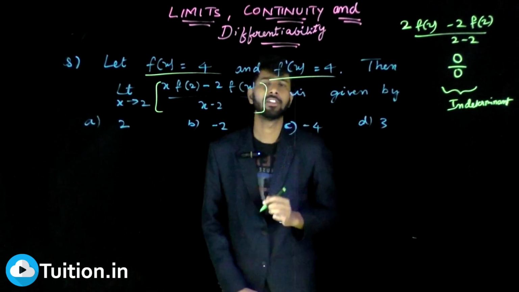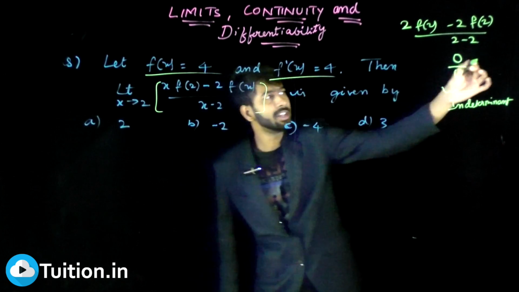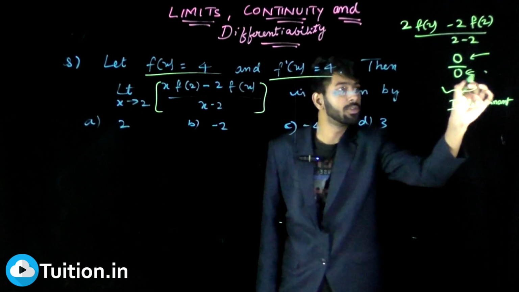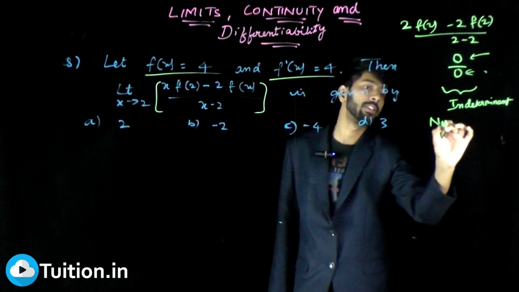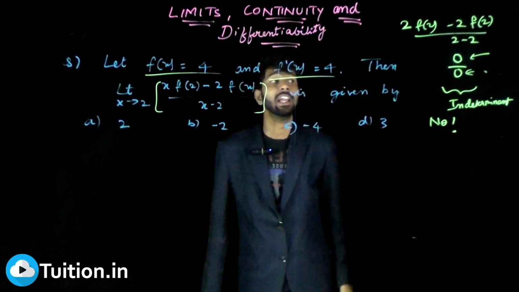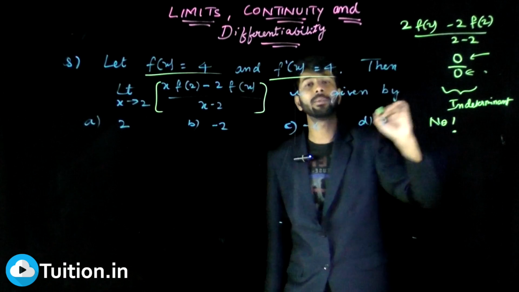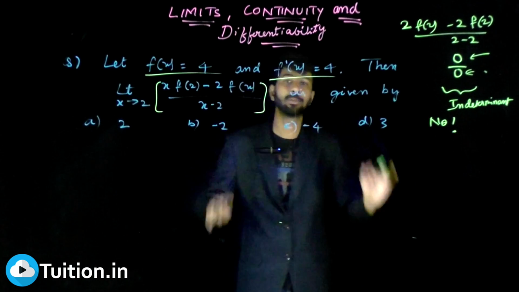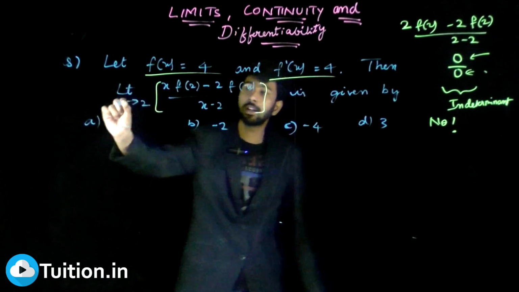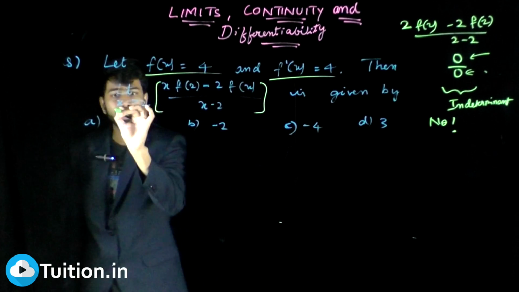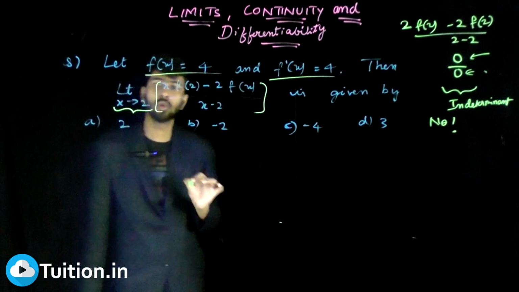What do you mean by an indeterminate form? Is it actually a 0 here and is it actually a 0 here? The answer is no. It's not actually a 0. In fact, if both of them are actually zeros, you can't do anything about the problem at all. You can't. What is happening here is x is tending to 2. X is not 2 actually.